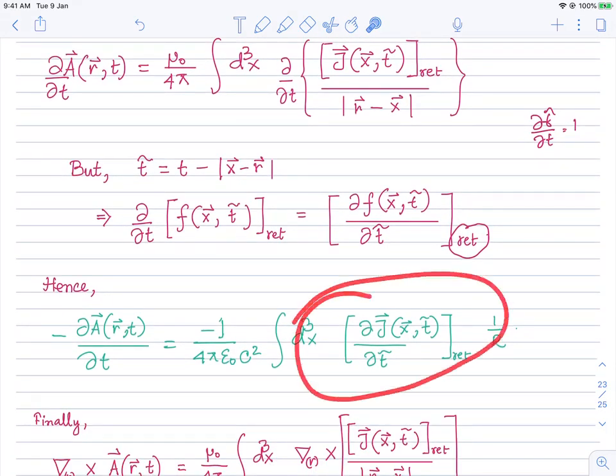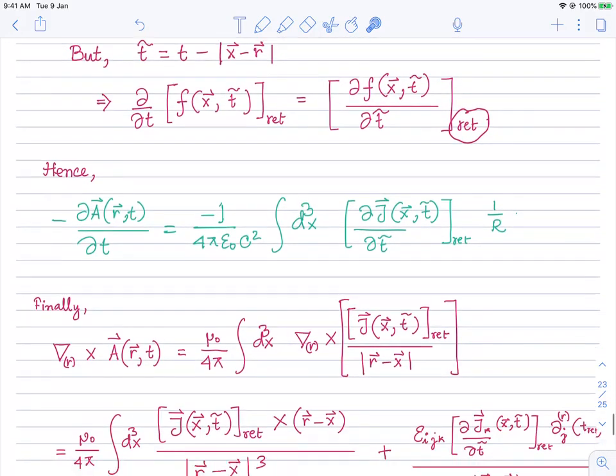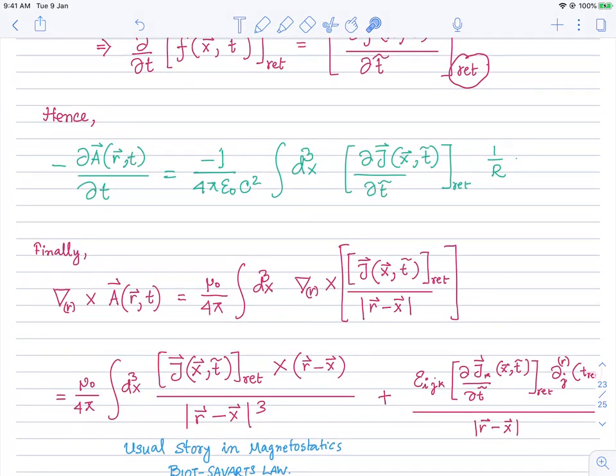So there are three terms in the electric field. Okay, we'll write it down compactly now. But before we do that, let's also look at the curl of A.